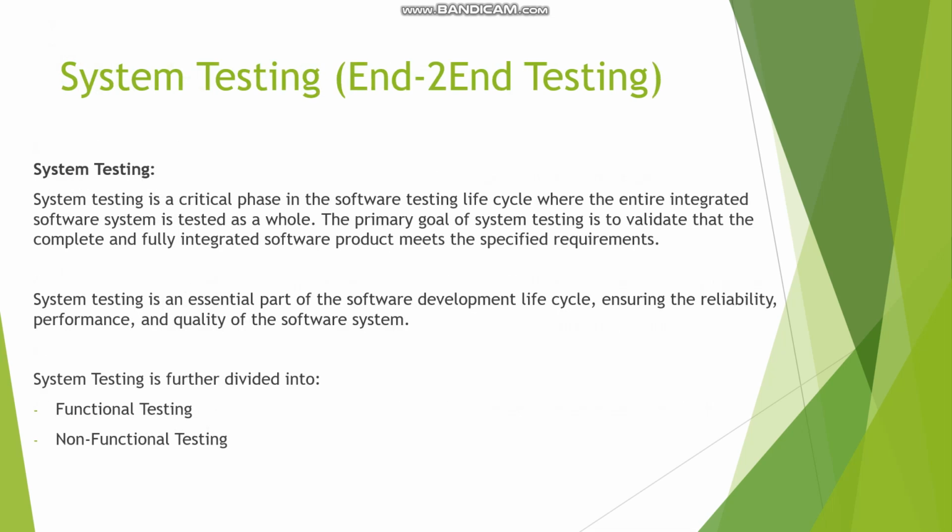Now, system testing is end to end testing. It is a critical phase in the software testing lifecycle where the entire integrated software system is tested as a whole. It's like after integration. The primary goal of system testing is to validate that the complete and fully integrated software product meets the specific requirements. System testing is an essential part of the software development lifecycle, ensuring the reliability, performance, and quality of the software system. System testing is further divided into functional and non-functional testing.